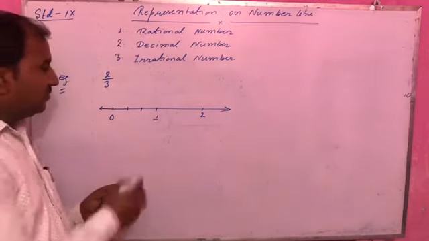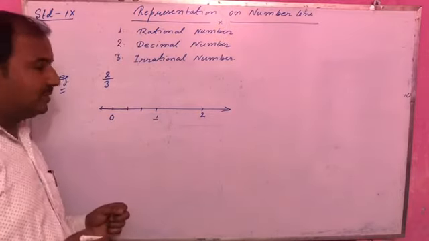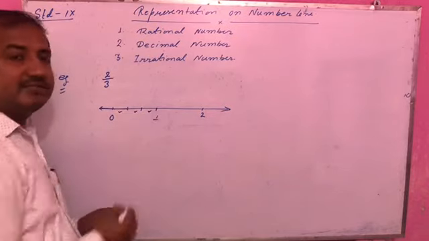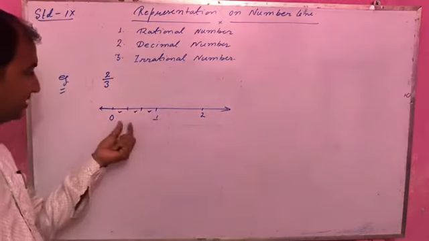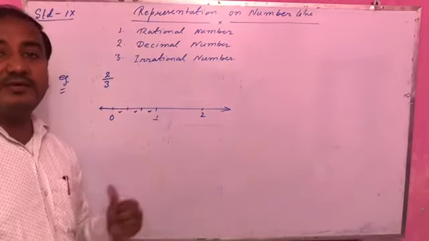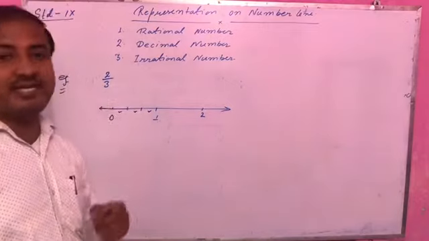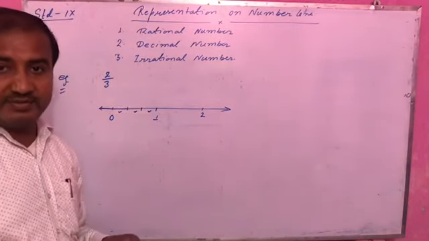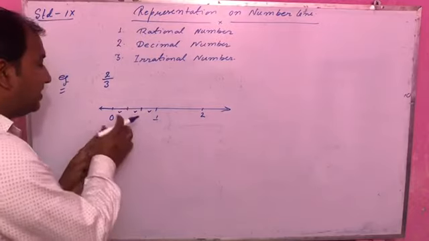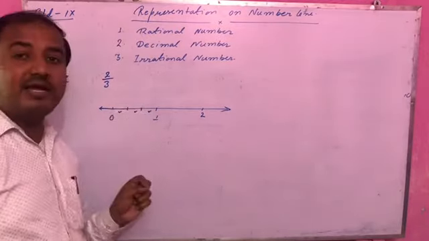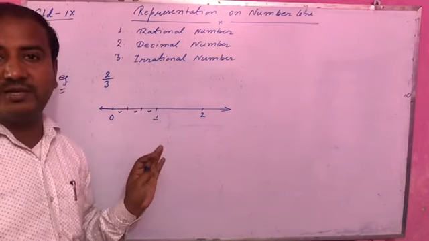Okay, 1 and 2. Now you can see this is the first part, this is the second part, and this is the third part. You can see these parts are equal. Actually, whenever you do this, you will do it by using a ruler. Here, these distances are approximately equal.